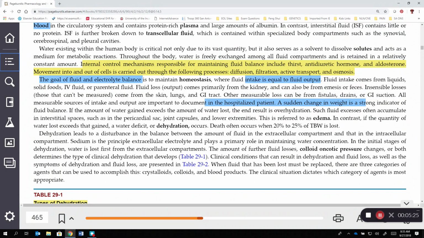In the hospitalized patient, measuring all sources of intake and output is extremely important to measure and document. And let's not forget, measurable loss comes from fistulas, drains, GI suction, anything where fluid is coming out, not just urine. A sudden change in weight in a patient, meaning up or down, is a strong indicator of fluid balance.